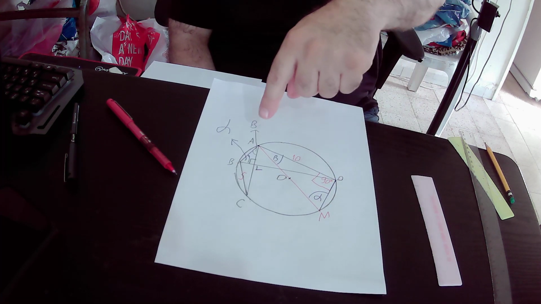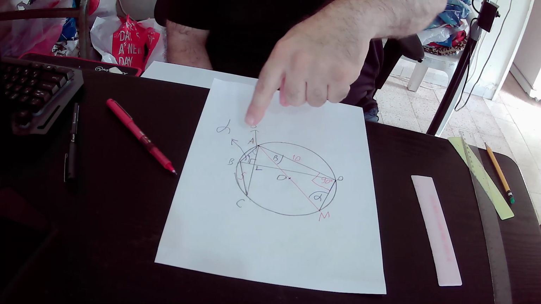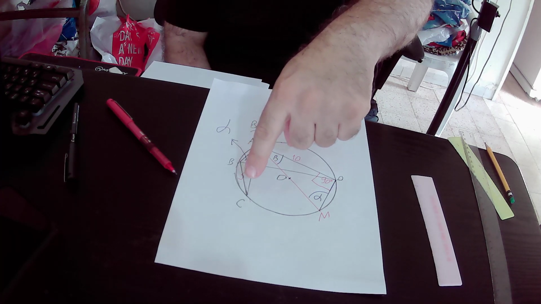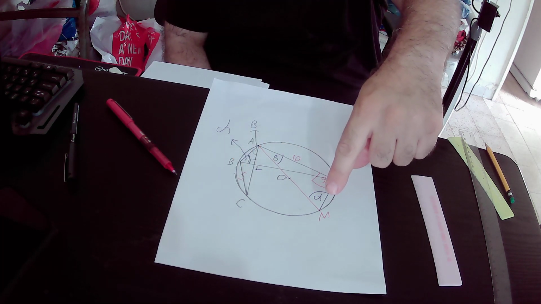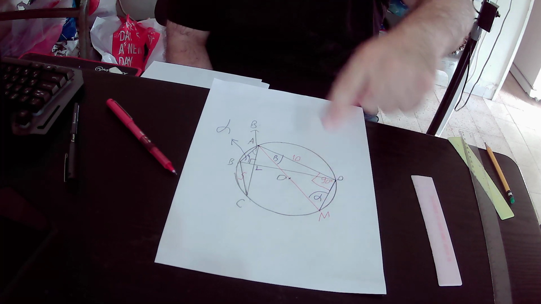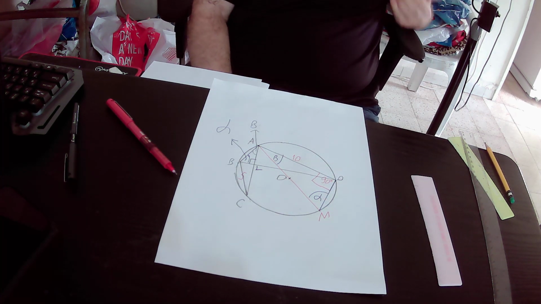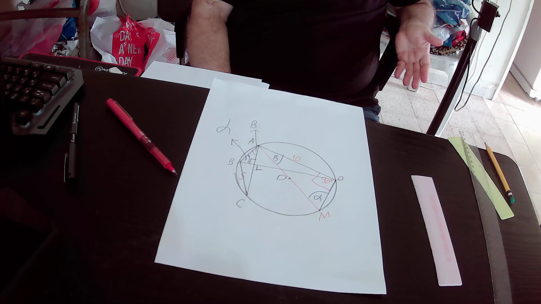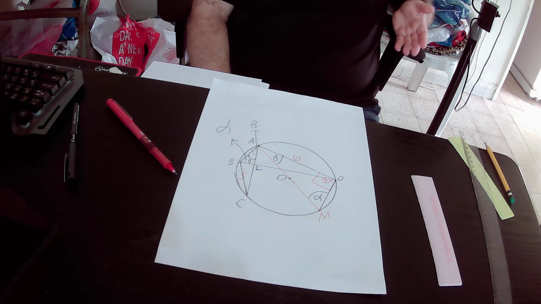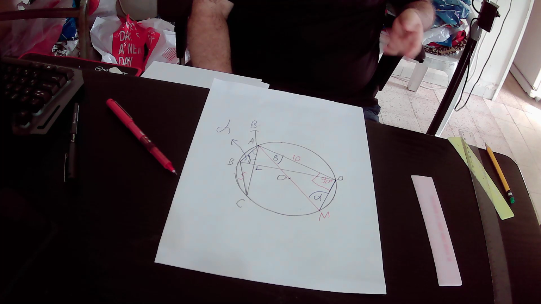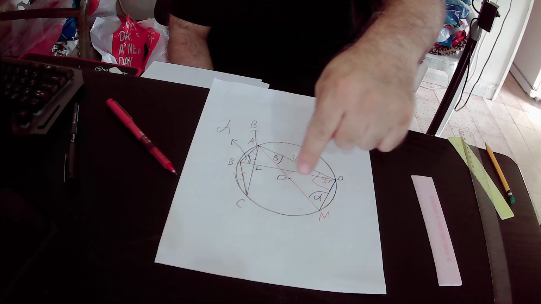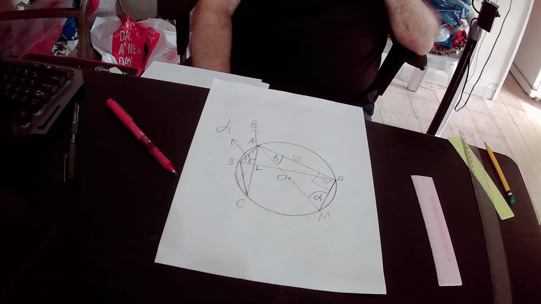So we have peripheral angle beta that rests on chord BC, and we have another peripheral angle beta that rests on chord MD. So according to rule number 3, those two angles that are equal to each other, that is to say they both equal angle beta, rest on equal chords. That is to say, BC equals MD. Okay?